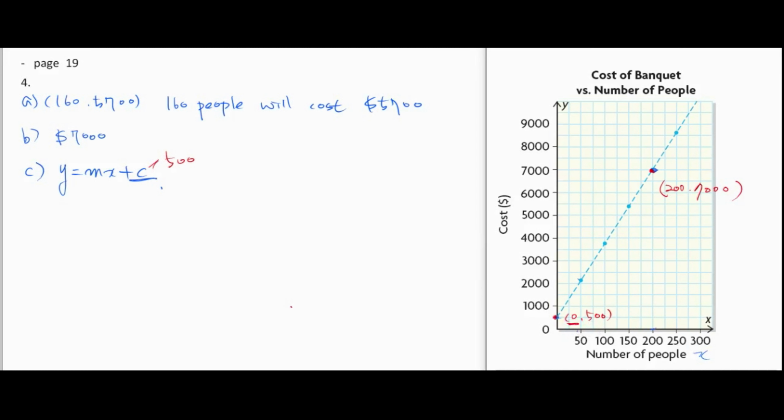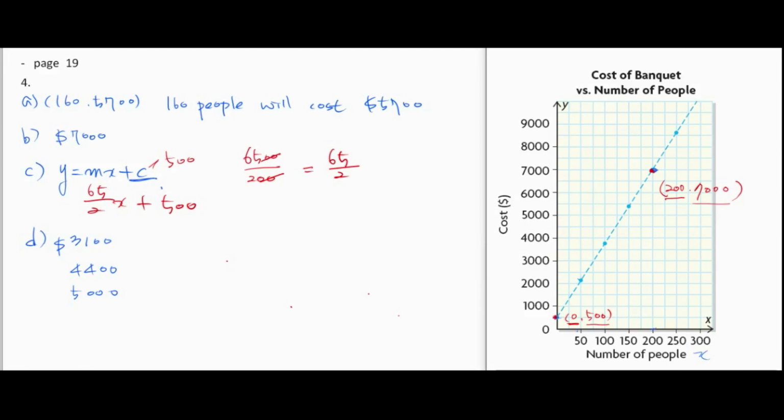So when x is 0 and moves by 200, x changes by 200, so that's the run. And 500 to 7,000, so the rise will be 6,500. And 2 of the zeros go away, then it will be 65 over 2. That's the slope, so it's 65 over 2 x plus 500. This is the equation. And so right here, x is people, and the cost is y.